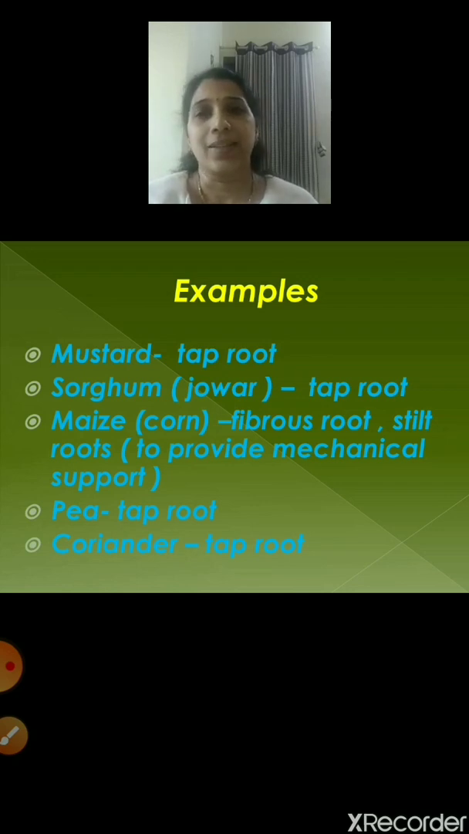Now there is an activity over here. You are going to take some seeds of plants like mustard, jowar, corn, pea and coriander. So you are going to sow these seeds in an earthen pot. After sowing the seeds in the earthen pot, you are going to water it daily. After 8 days, you will see that the plant has started growing.